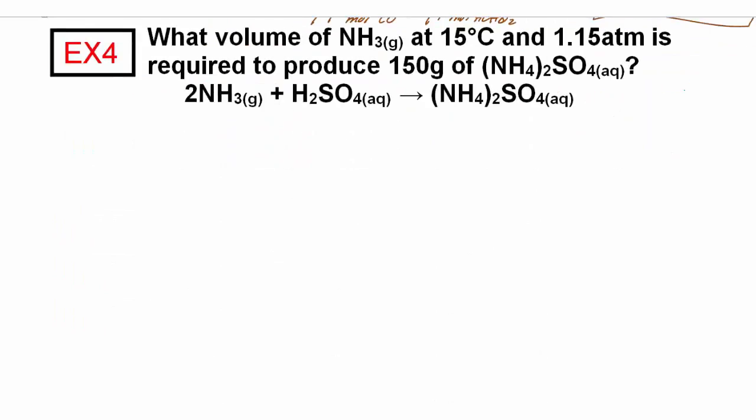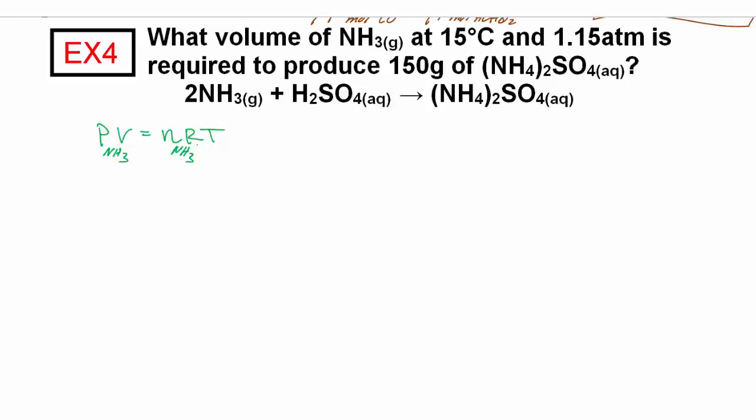What volume of ammonia at 15 degrees Celsius and 1.15 atmospheres is required to produce 150 grams of ammonium sulfate? And here's our reaction. So they want to know volume. So we're going to have to use the ideal gas law. Now it looks like the only gas present is ammonia. So if I put ammonia, I need to have those subscripts are always on P and N. I'm going to solve for volume.